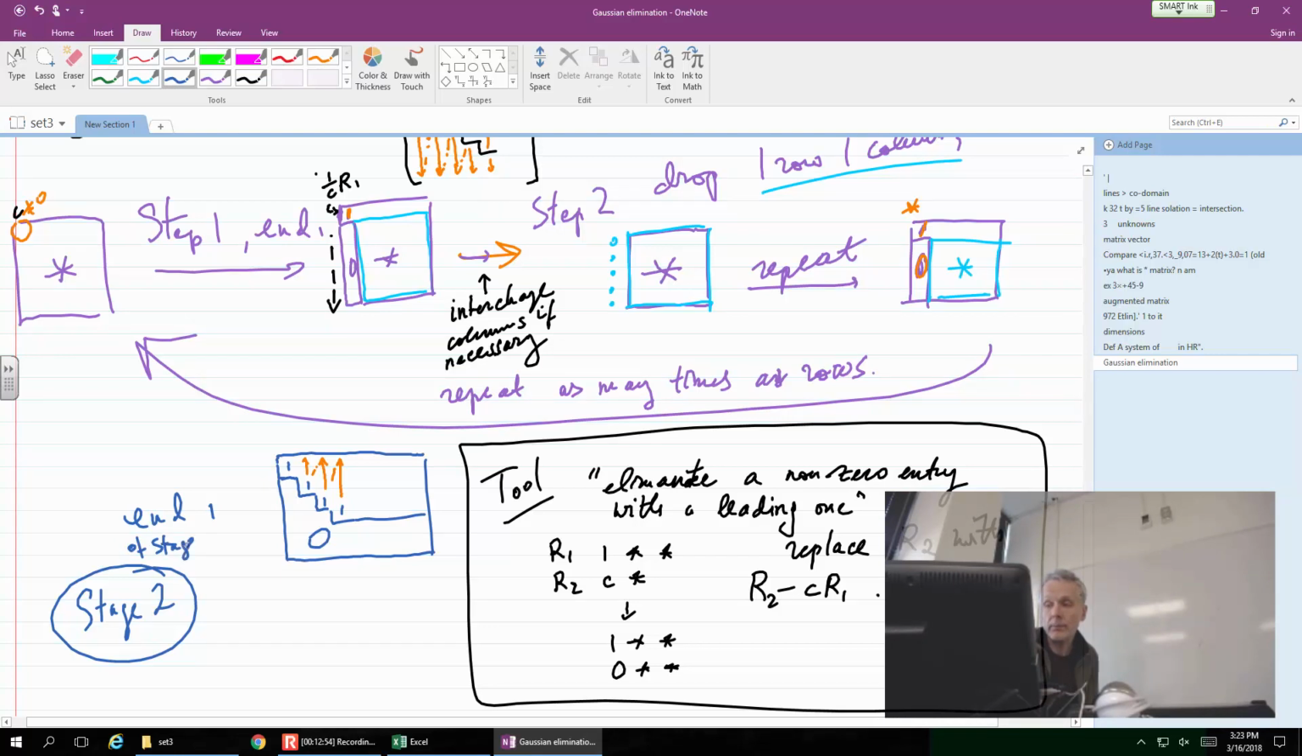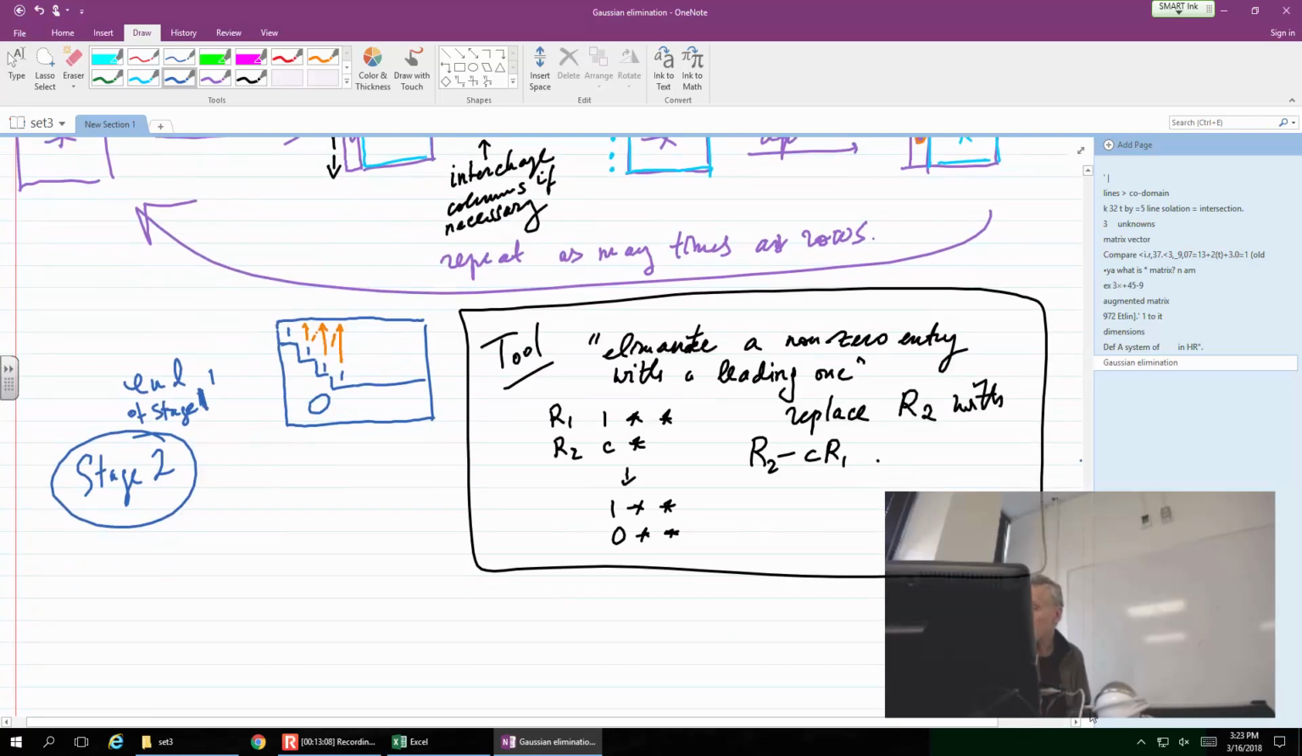Then stage 2 is very similar, except the cycle goes in the opposite direction. You're going from right to left. So the cycle is from right to left.